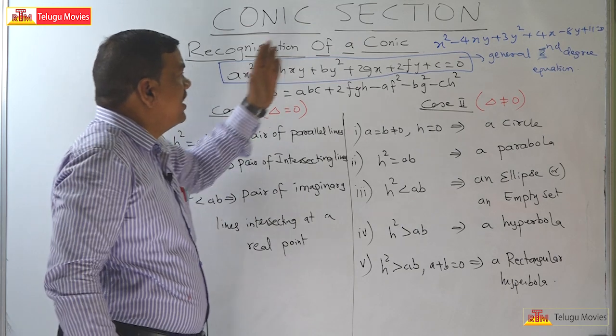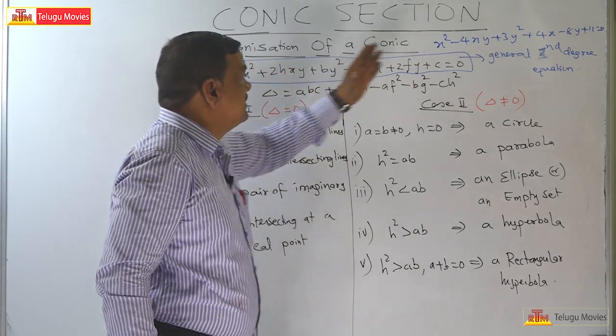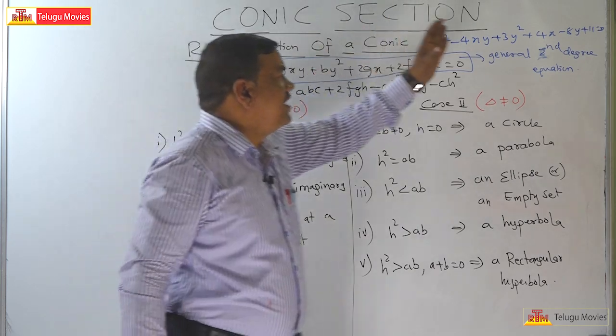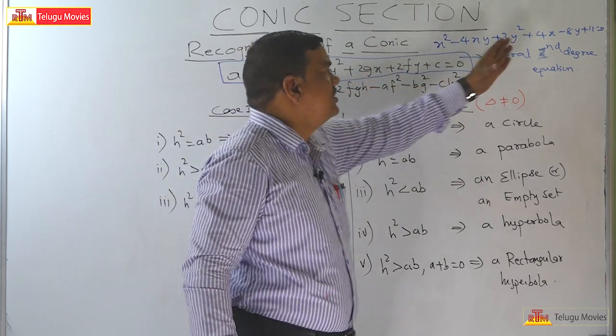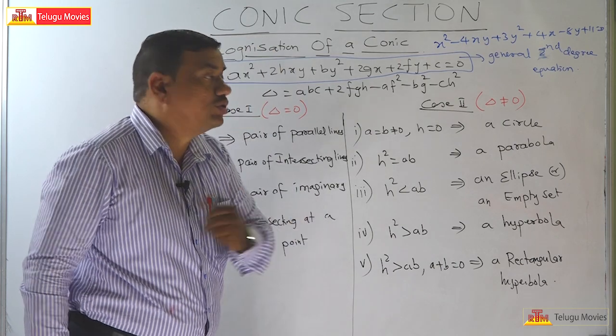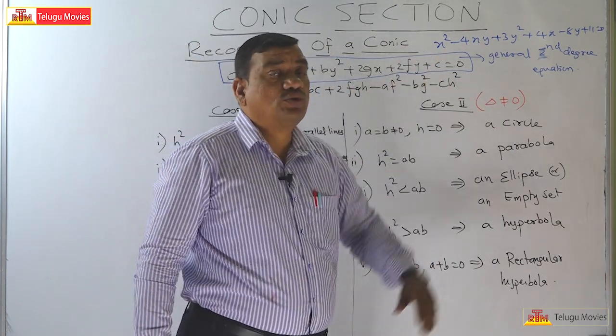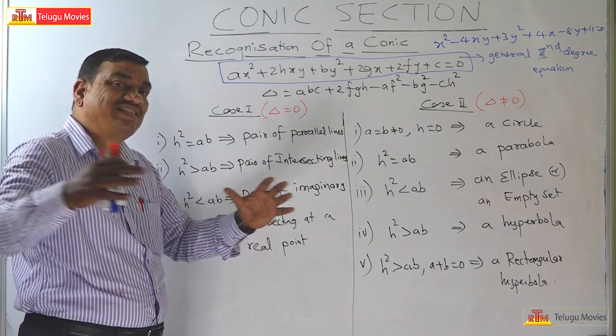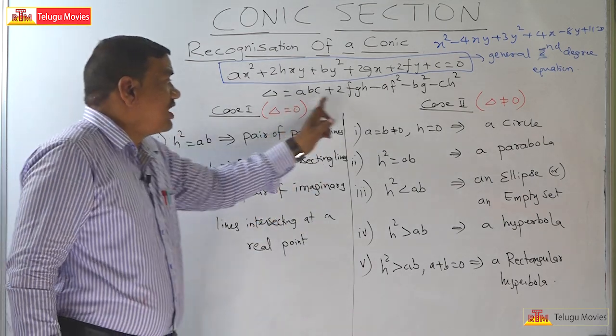So here a value is 1, 2h is equal to minus 4, therefore h is equal to minus 2, b is equal to 3, 2g is equal to 4, therefore g is equal to 2, 2f is equal to minus 8, therefore f is equal to minus 4, and c is equal to 11. So all the 6 constants we got. Now substitute here.